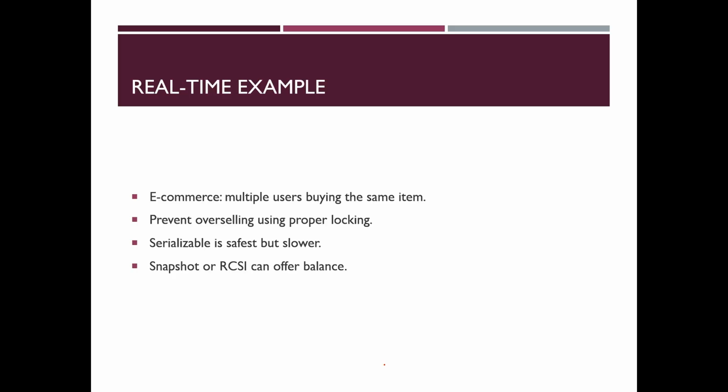Let's say you are building an e-commerce platform. Two users are trying to buy the last piece of a product. Without proper isolation, both might see it as available and place the order, leading to overselling. Using serializable isolation level prevents this by locking the range of data. In high performance systems, snapshot isolation or read committed snapshot isolation can give you concurrency without compromising consistency.